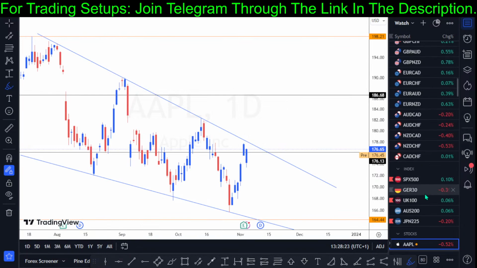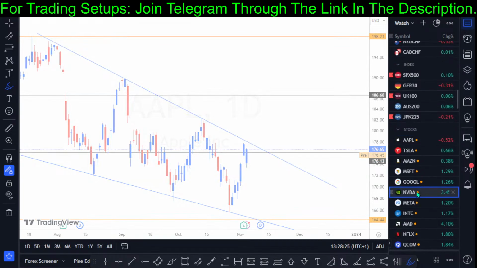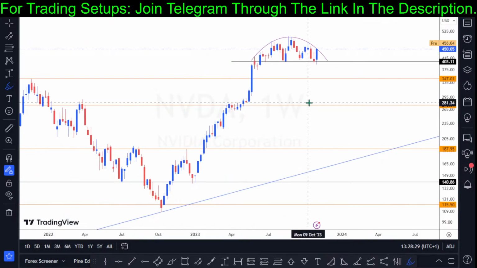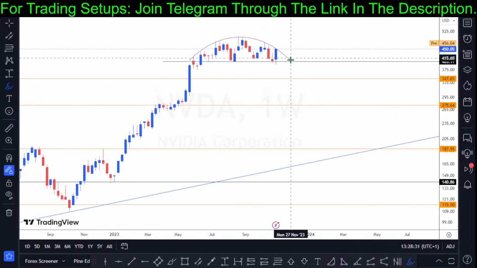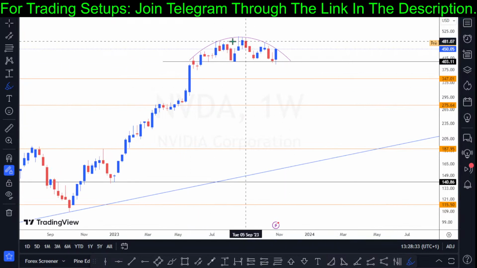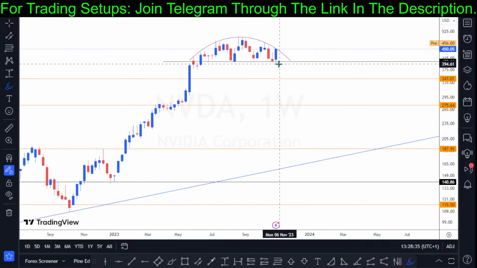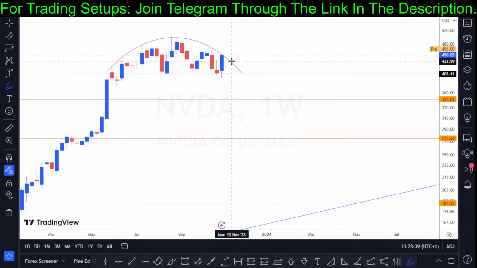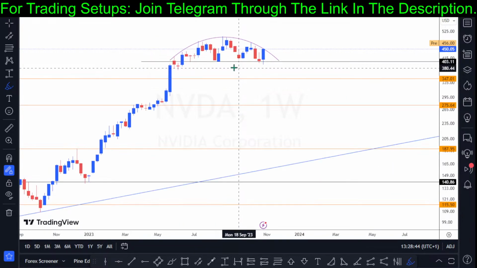And next I have Nvidia. Let's check it out. For traders who are trading Nvidia, you have to pay attention. Based on the weekly chart, there's a rounded top on the chart of Nvidia. Last week was a strong bullish bar, a strong bullish engulfing bar to the previous week. So we have a lot of bullish sentiment on Nvidia.